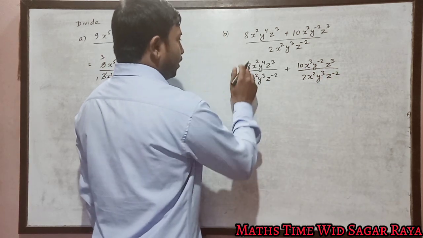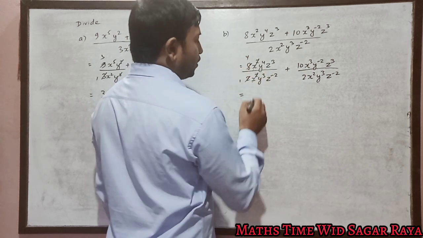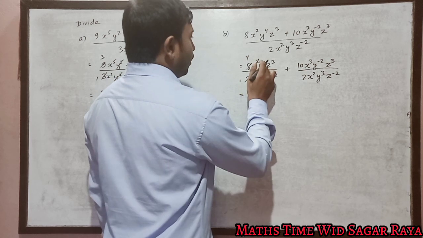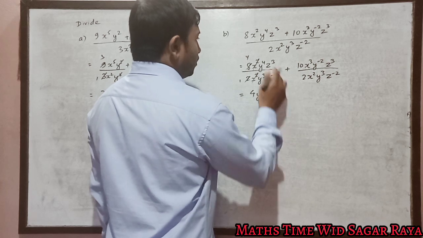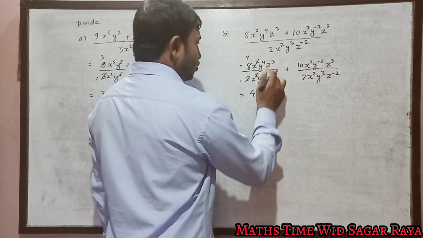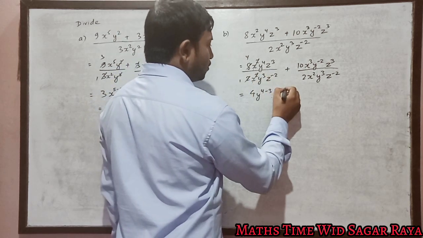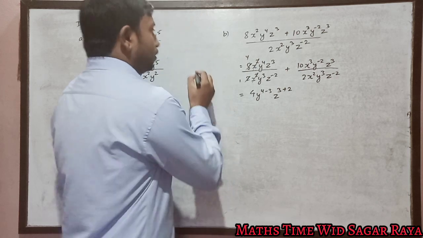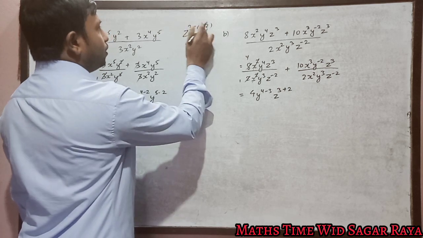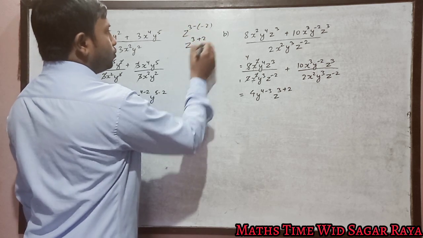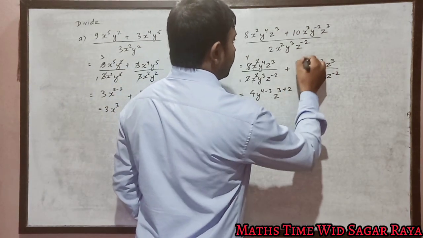Now let's divide this 8 and 2: 2 1s are 2, 2 4s are 8. Now this x^2 we can cancel. Now here 4 remained, and y^4 and y^3 we have to subtract, 4 minus 3. Then z^3, we have to subtract, so minus, but here we already have a minus sign, so minus and minus becomes plus 2. Z^3 minus minus 2 means 3 plus 2, it will be z^5. Yeah, so plus 2 5s are 10.